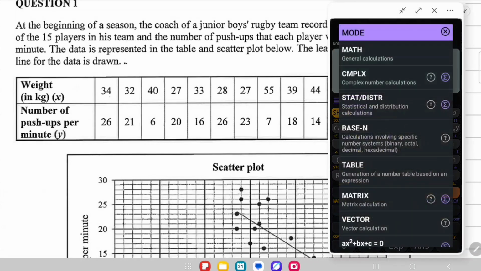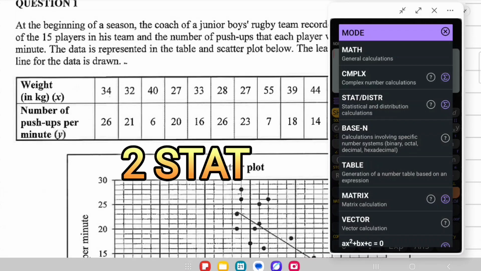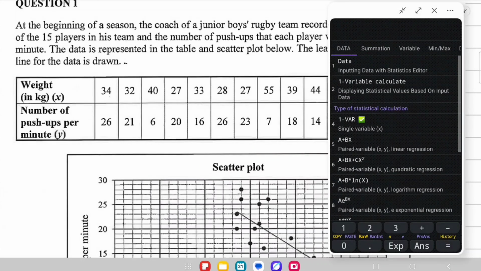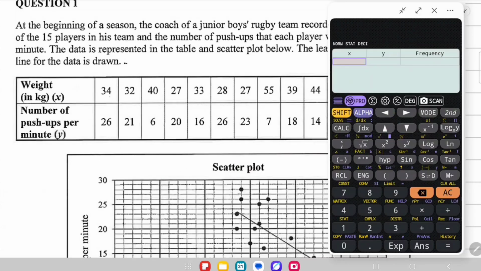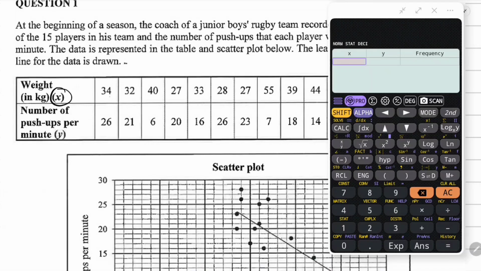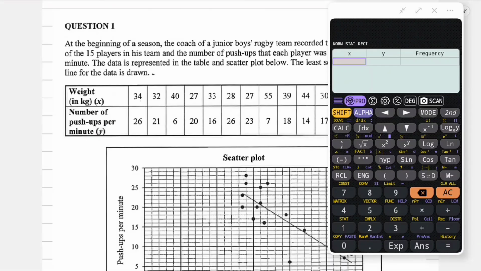So start by pressing mode, and after pressing mode, you're going to see a couple of options, and you need to go for option 2, which says stat. And then when you go for option 2, you're going to see that it will have a plus bx. So go for that option. And when your data shows up like this, make sure to put in the x values and the y values. You can ensure that they're put in correctly because on your calculator on the side, there will be numbers. So you have to ensure that you do end at 15 numbers for each column.